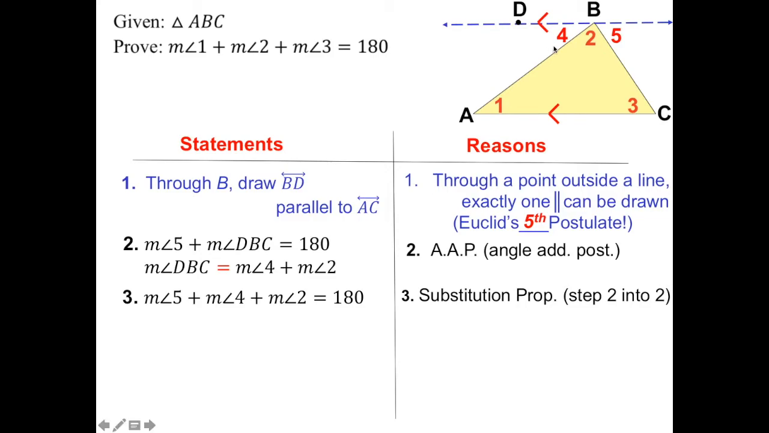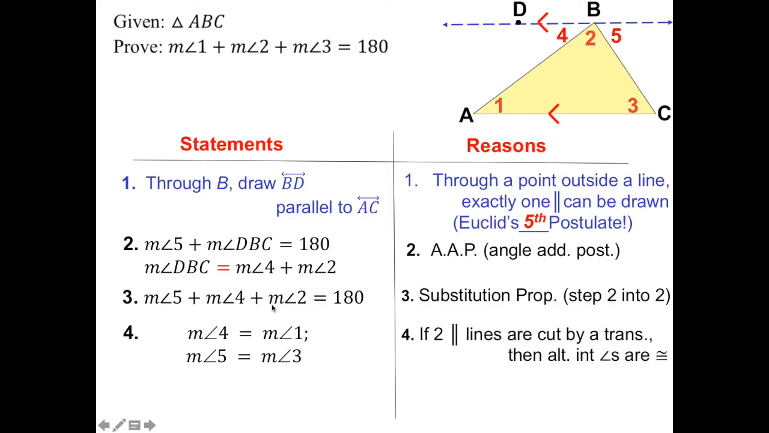Okay, somebody tell me real quick. Right, alternate interior angles. I got it. So measure of angle 4 equals measure of angle 1, and measure of angle 5 equals measure of angle 3. And this is going to help us. We're going to use substitution again at the end here. Let's just write it down again. If 2 parallel lines are cut by a transversal, then alternate interior angles are congruent.